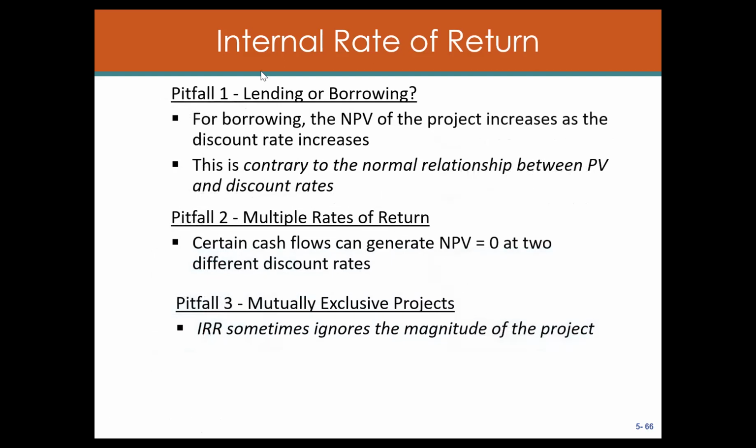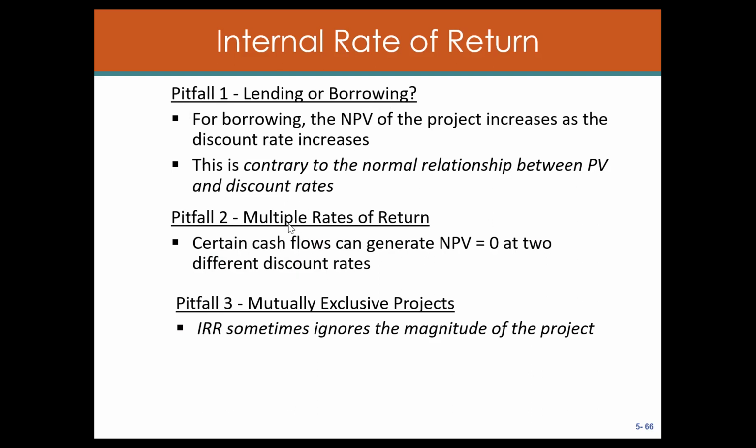So there are some pitfalls of IRR that you have to be careful about. First is lending or borrowing. Again, your borrowing will be opposite of lending, as I told you. The rules will be opposite. This is contrary to the normal relationship between present value and discount rate for borrowing. So for borrowing, the NPV of the project increases as the discount rate decreases. We went through it earlier.